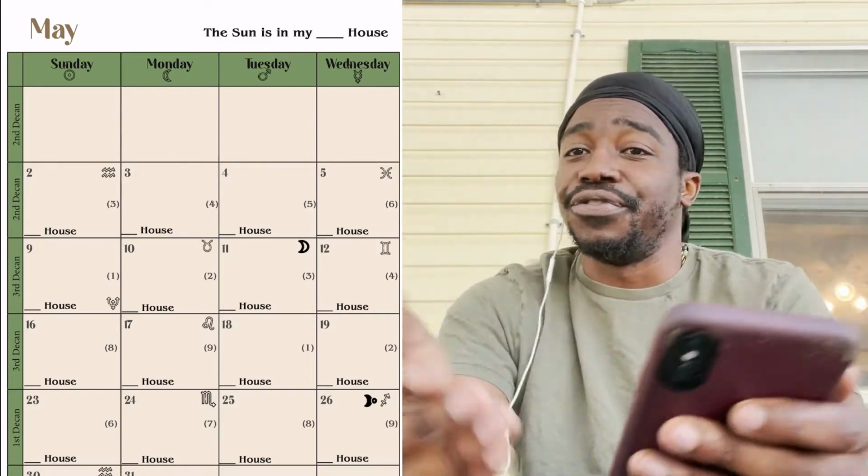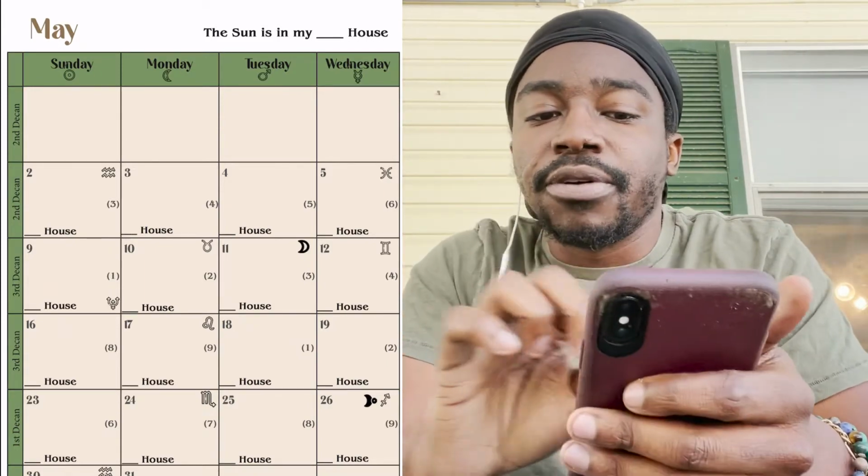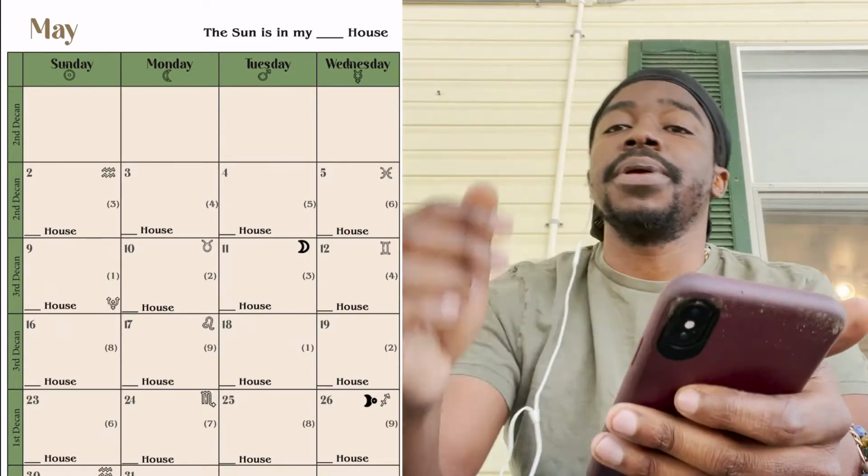That's why I'm even doing this video, so you guys can understand where my mind was when I created this. At the bottom of it you see another house line, and this is going to be the house for your moon.